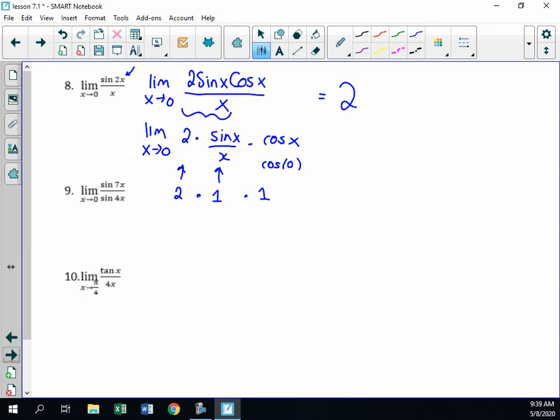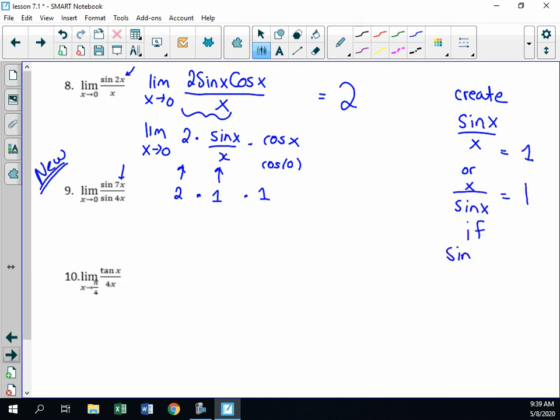There's definitely another way to do this, but I'm going to show you using the other two examples, 9 and 10. So this is going to be brand new. There's no identities for this. When you have two angles that are random, 7, 5, 3, whatever, we can't replace these with an identity on our formula sheet. So what we're going to do is create that situation where we had sine x over x, or x over sine x. But if I had sine of 2x over 2x, because my angles are the same, it also equals 1. So that's what we're going to try to do here, balancing this expression, this limit.